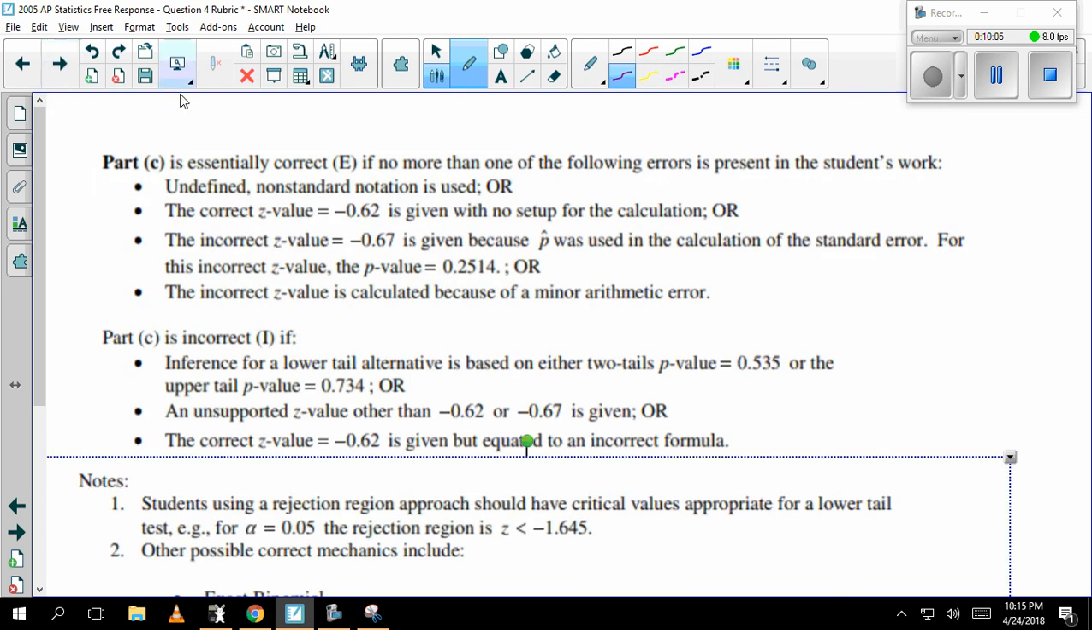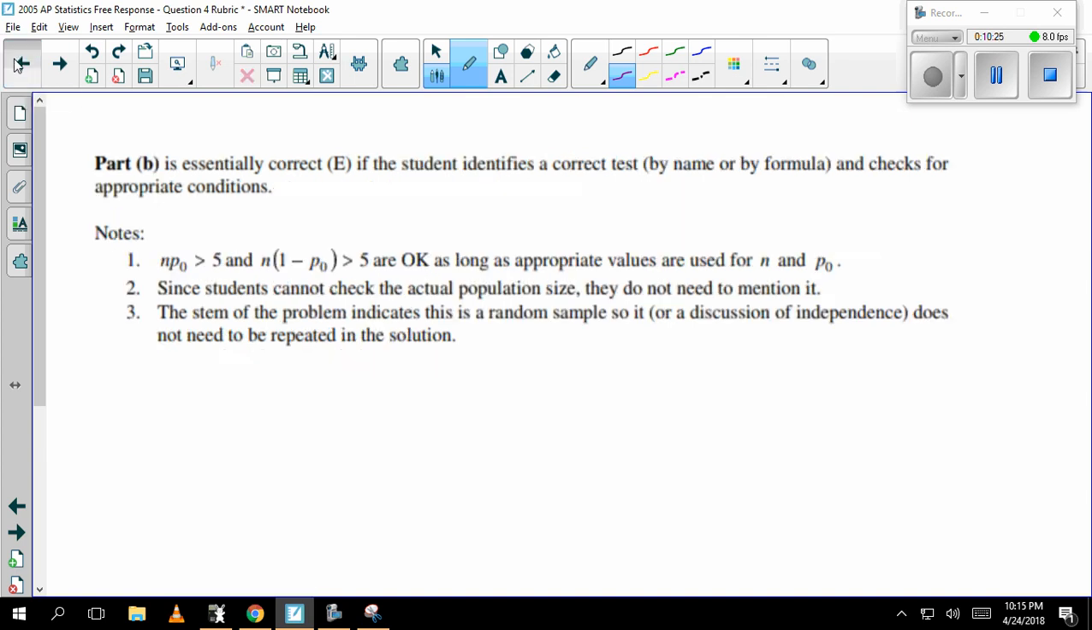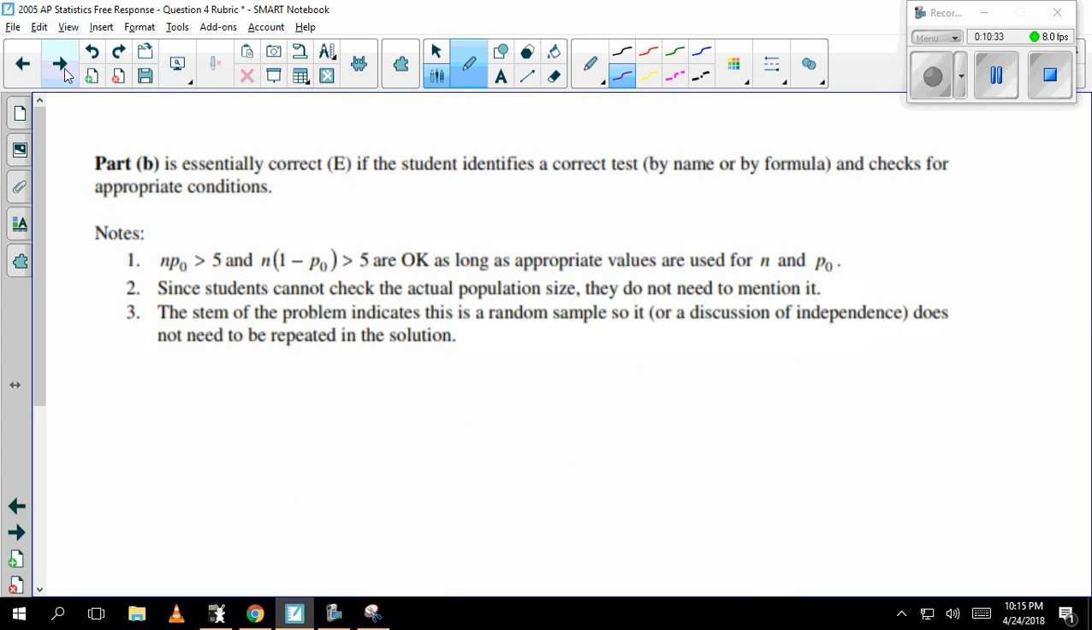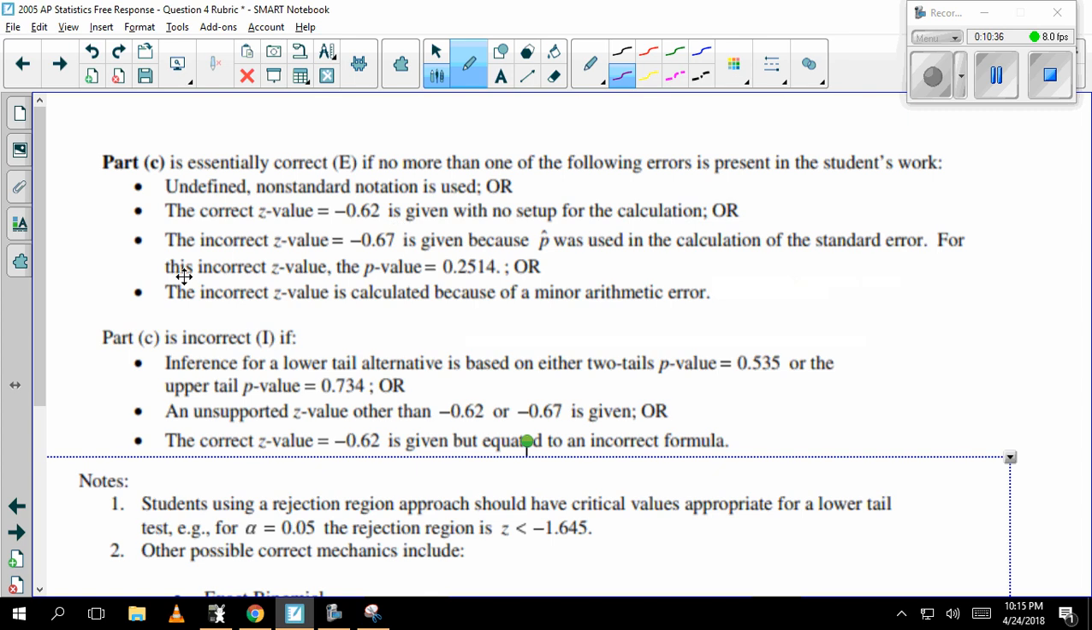Part C is essentially correct if no more than one of these errors occurs. So one error would be okay. More than that, not so good. Undefined non-standard notation. You got a z of negative 0.62, but no setup. You got a z of negative 0.67 because you used p hat in the bottom. In other words, down here where I used 0.2, if you used p hat, you're going to get the wrong z-score. You'll get a 0.67 instead of a 0.62, and therefore wrong p-value.